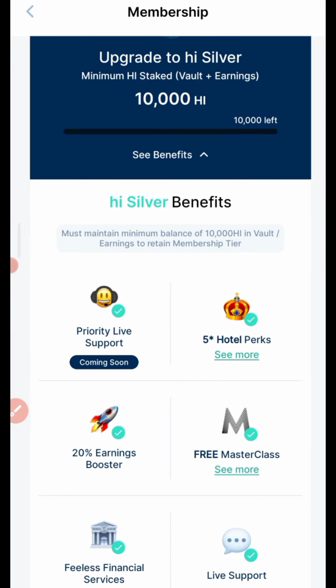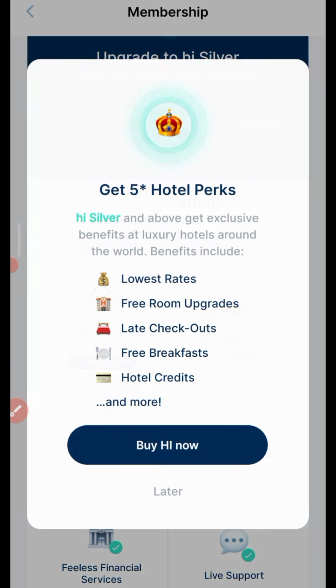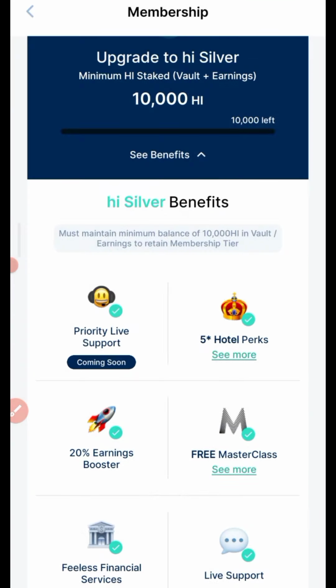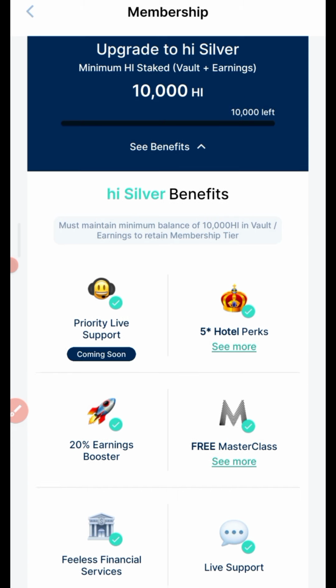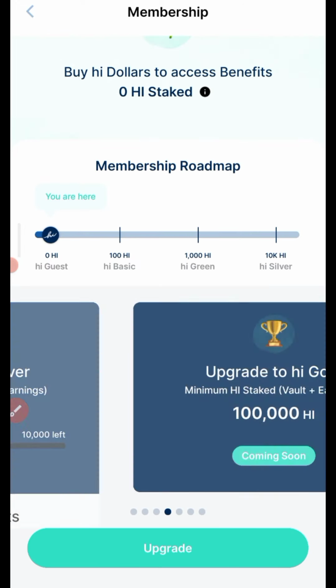Now for the 10,000 high dollars in your vault and your earnings, you have priority life support, you have 5 hotel perks. High silver and above get exclusive benefits at luxury hotels around the world. Benefits include lowest rate, free room upgrades, late checkouts, free breakfast, hotel credits, and all that. Okay, 20% earnings booster, free masterclass, feeless financial services, life support.